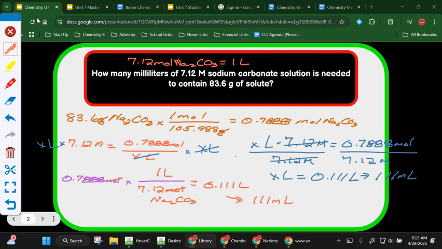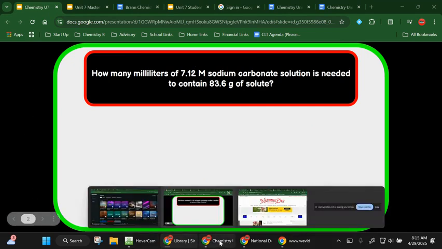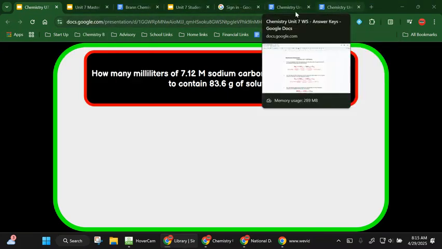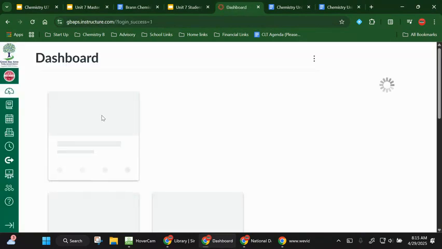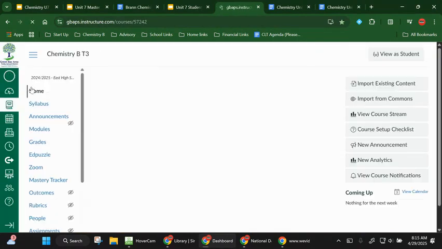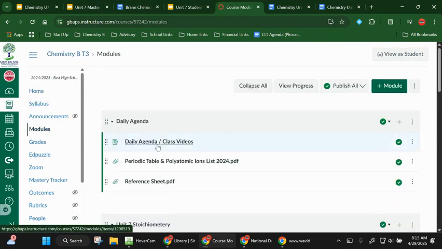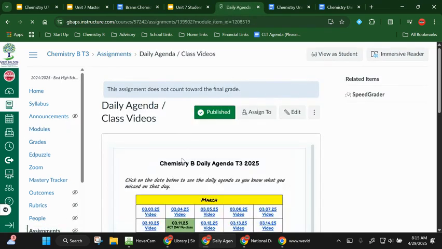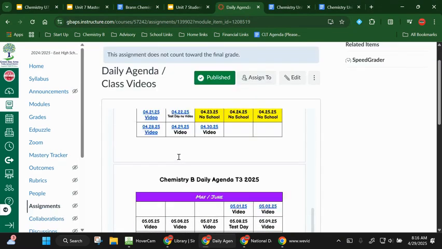All right, ladies and gentlemen, time to move forward here. So, for us to do that, we are moving on to the next thing. If you did not finish these problems, and if you wish to finish these problems, you have two choices. Choice number one, ladies and gentlemen, you can go into the Google or into Canvas under the daily agenda class videos. You can go to yesterday's agenda or you could go to today's agenda.